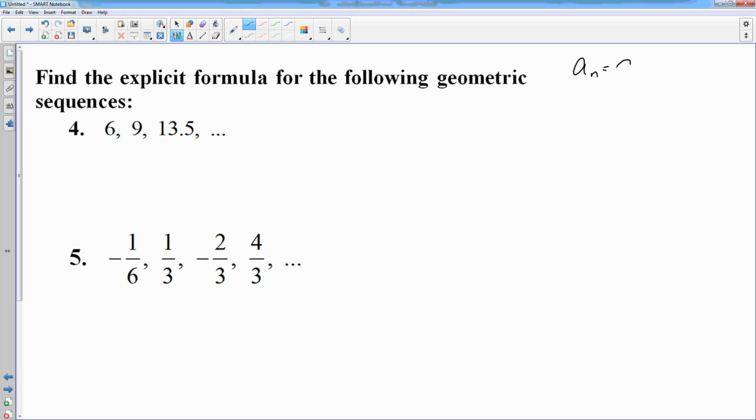So let's use this formula on these examples, and I'll write it again up here in the corner. a sub n equals your first term times the ratio to the n minus 1. And so to get my formula, what I have to do is find my first term, which isn't too hard. You just look at the first term. Hey, found it. There it is. a sub 1 is 6.